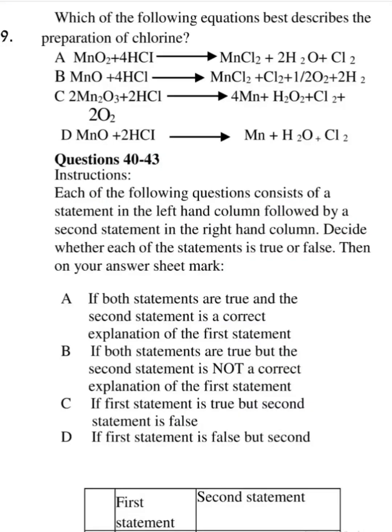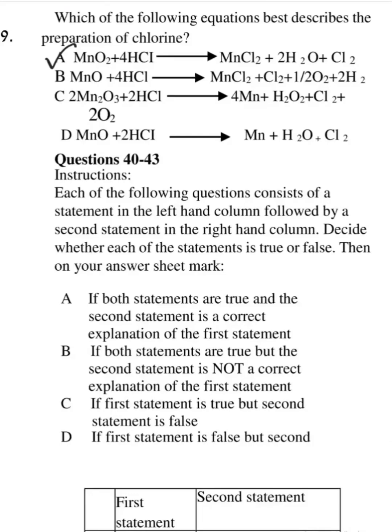In number 39, which of the following equations best describes the preparation of chlorine? We have A as the correct option. The reaction between manganese oxide and hydrochloric acid to give manganese chloride, water, and chlorine gas is used in the laboratory for the preparation of chlorine.